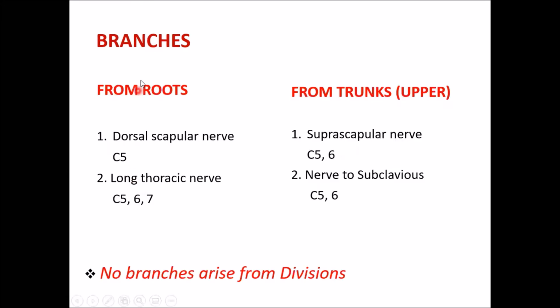So 2 branches from the roots: the dorsal scapular nerve and the long thoracic nerve, a very important nerve from the examination point of view, and the root value is C5, C6, C7. Similarly, 2 branches from the upper trunk only: the suprascapular nerve and the nerve to subclavius, and there are no branches coming from divisions.